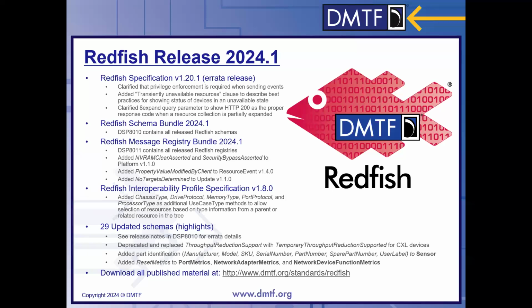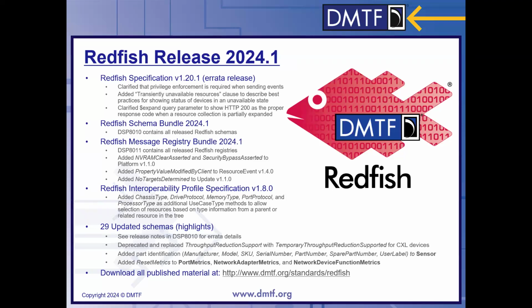There are slides in those decks that go through in detail about every addition to the schema. So the things I'll call out here were some replacements for throughput reduction in CXL devices. That was a kind of a misnamed and misunderstood property when it was added. So the throughput reduction support has been replaced, and I believe that's in a different object now than where it was originally, and now called temporary throughput reduction supported.